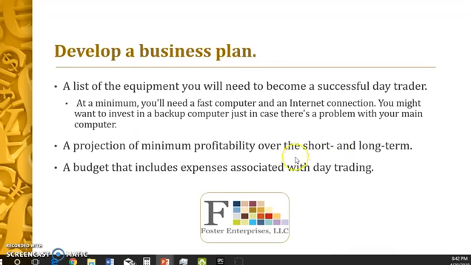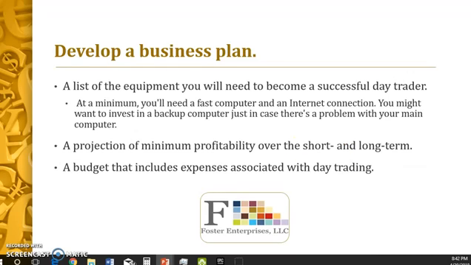You want to have your short term, long term goals, and you need to set a budget. Okay, you need to establish how much can I devote to this, and also how much am I willing to lose? Because losses will come.